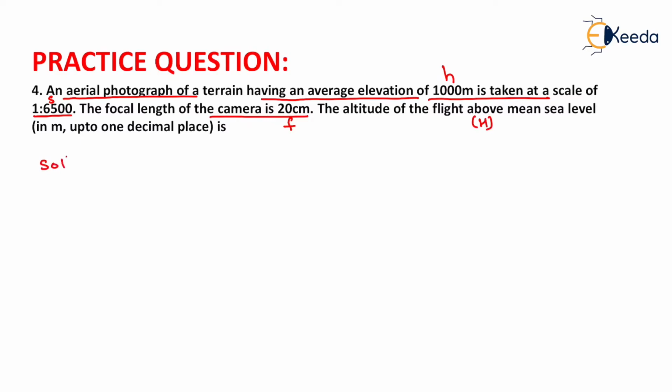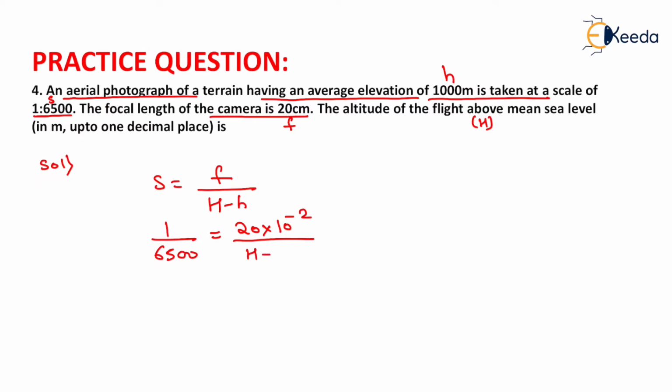Now we know the formula of scale. It will be equals to f upon H minus h. Now we have the scale as 1 by 6500 equals to focal length, which is given as 20 centimeters. So we will convert it in meter. That will be 20 into 10 to the power minus 2 upon capital H, which we need to find, minus the value of small h, which is given as 1000. On solving this, we will get the value of capital H as 2300 meter.